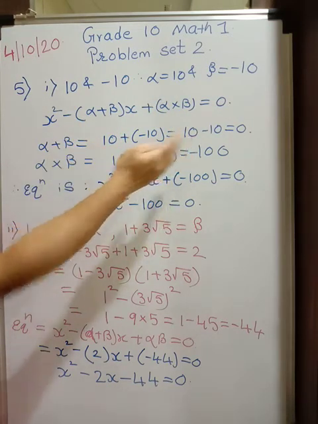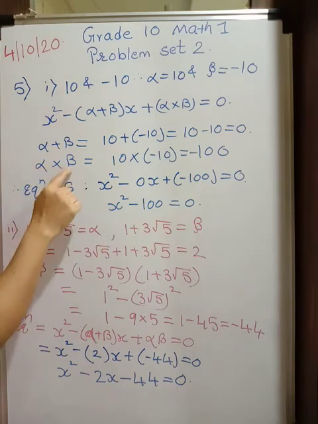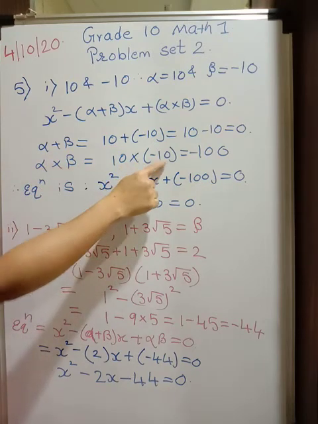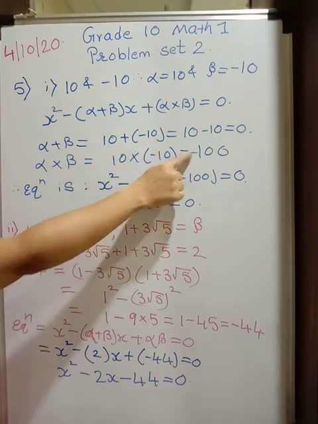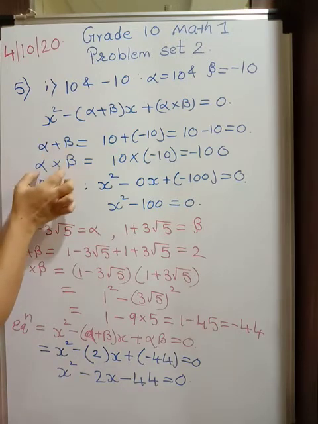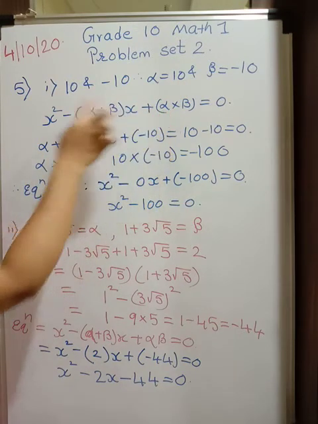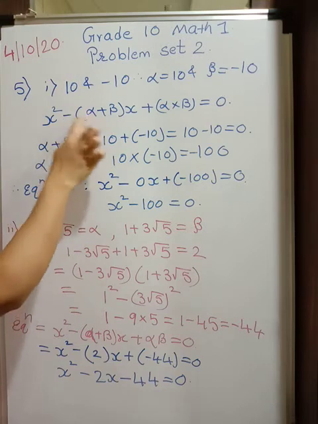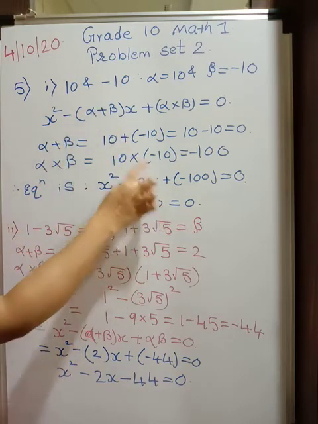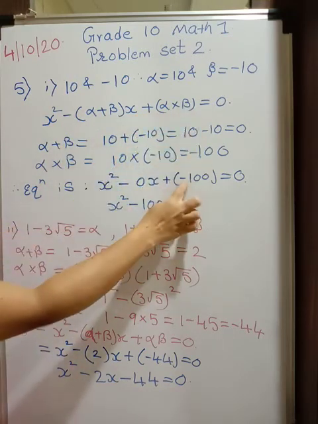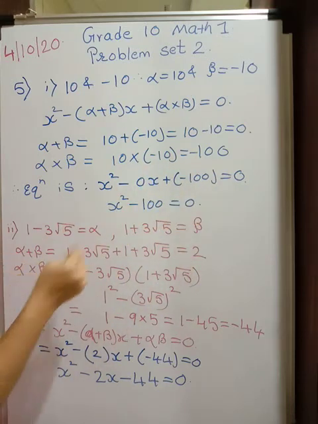So 10 minus 10 is 0. Alpha into beta, 10 into minus 10. So 10 into 10 is 100, plus into minus is minus 100. Once you get these two values, substitute them over here. So you get x square minus 0x plus minus 100 is equal to 0. Now open the brackets.